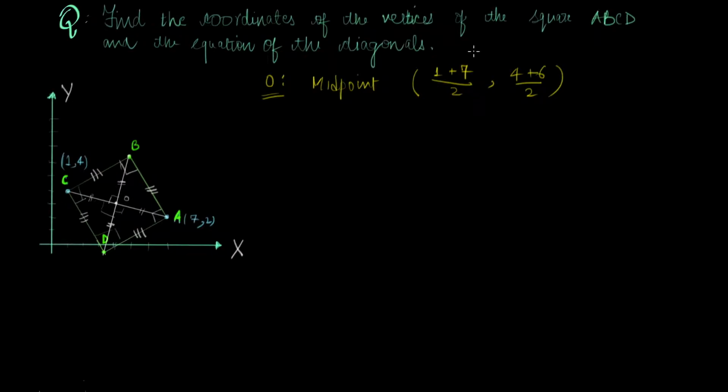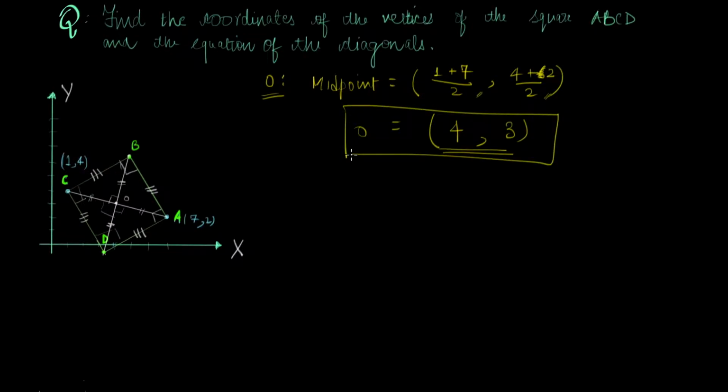then we can figure out the location of the midpoint, which is just the average of the x-coordinates and that of the y-coordinates. So using that relation, we have 1 plus 7 is 8, divided by 2 is 4, and 4 plus 2, I'm so sorry, it's 4 plus 2 here, because I take 4 from C and 2 from A. 4 plus 2 is 6, and that divided by 2 is 3. So the location of the midpoint, that is the location of O, is (4,3). So that's the first step done.